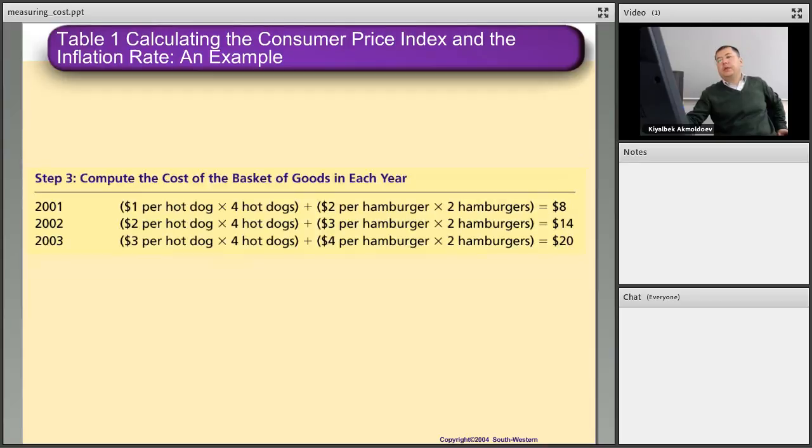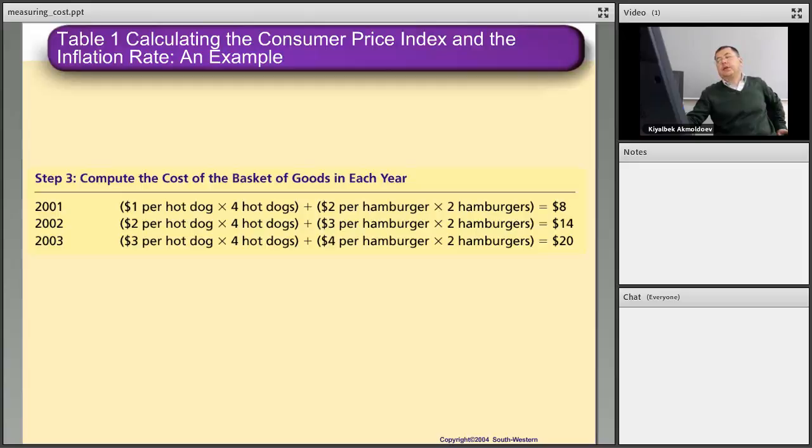Now let's calculate the cost of the basket. How do we calculate? $1 for a hot dog multiplied by 4 hot dogs, plus $2 for a hamburger multiplied by 2 hamburgers. It is 8. The next one is 14. The next one is 20. This is the cost of the basket.